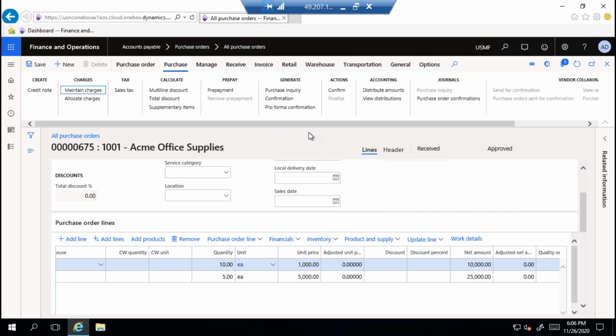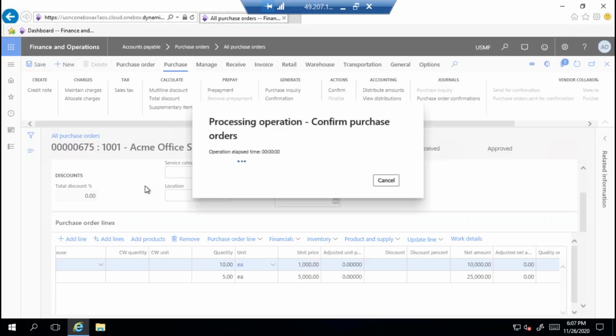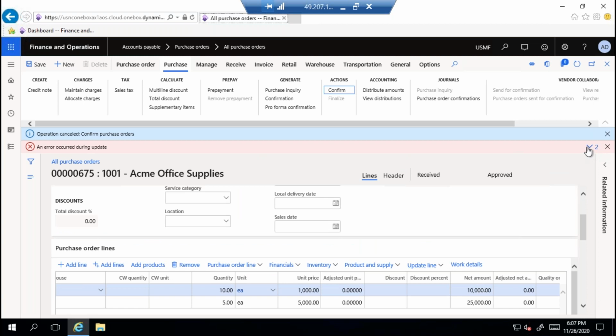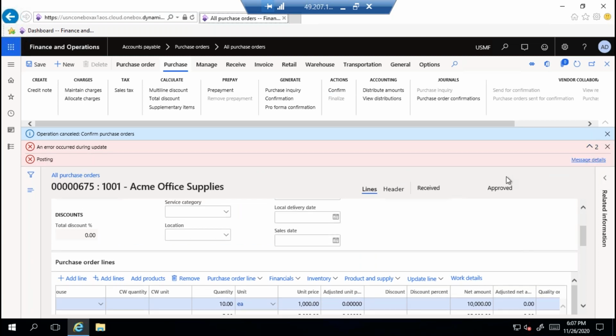Now, if I want to do the invoice, even if you click save, the status changed to approved. After receiving the material, I have updated charges, and now the status is updated to approved. I need to proceed with the confirmation. If I try to do a product confirmation, it will throw an error message.